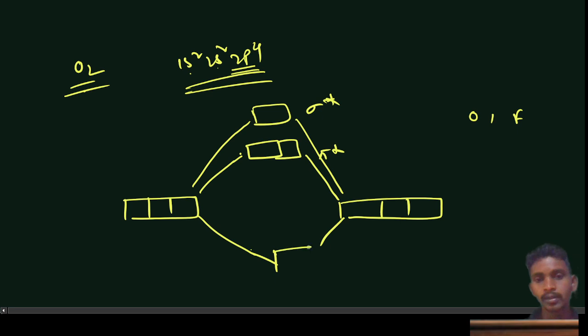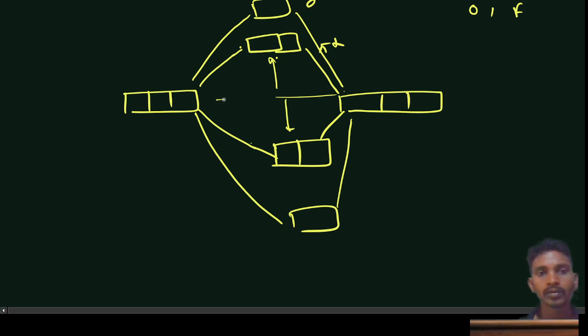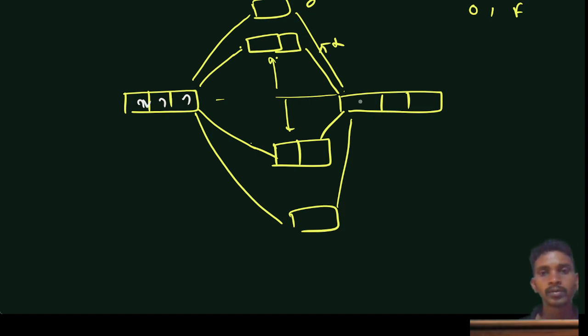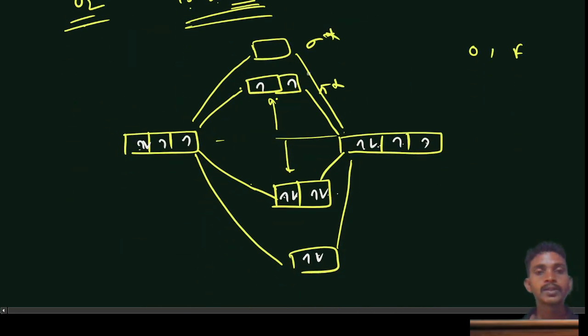Then we need pi, because if you go from here, this is pi, then this is pi, then we get another sigma. So these are the electrons, 1 2 3 and 4, and we fill all the electrons. 1 2 3 4 5 6 7 8. So 8 electrons I have to fill. Now where it is, in that pi star.